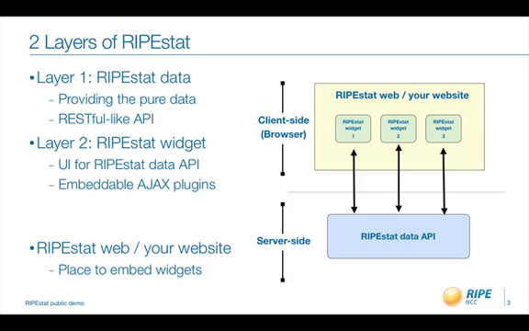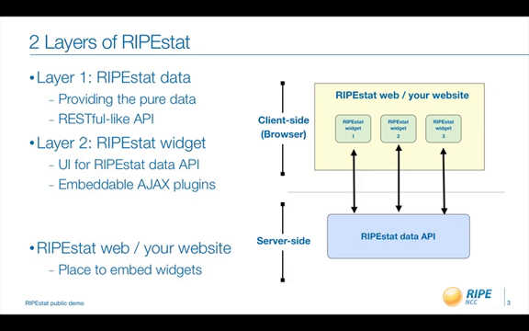And that basic concept are the two layers of RIPEstat. So first of all, we have the first layer, which is called RIPEstat data. It is a RESTful-like API that provides the pure data. The second layer is RIPEstat widgets, which act as a user interface for the RIPEstat data API. The basic implementation of the RIPEstat widgets are embeddable Ajax plugins.